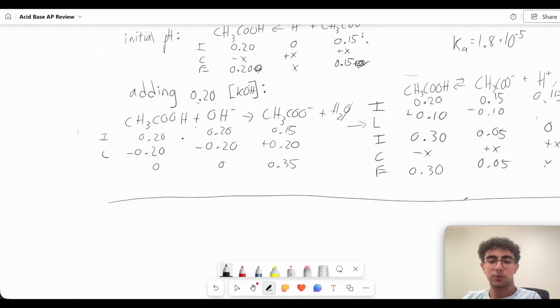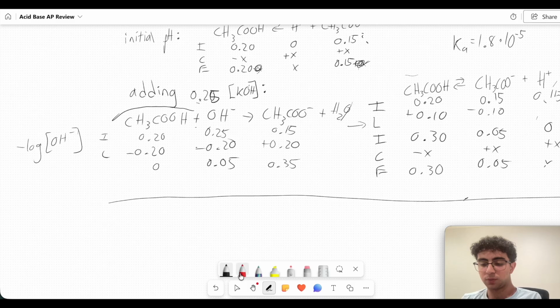So be careful, the AP might throw a trick question where they fully use up the buffer like this. And let's say instead the AP added like 0.25 molar of OH minus, and this was 0.25. Now this would run out first, and then this will be 0.05. And now you have OH minus left over. So you don't even need to do the equilibrium. You already got some OH minus sitting there. So you could negative log that OH minus concentration, and you'll get a pretty dramatic shift in pH.